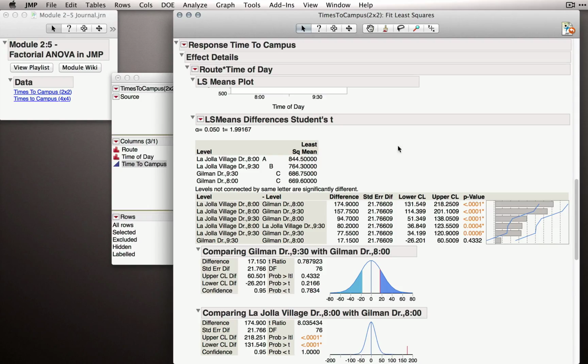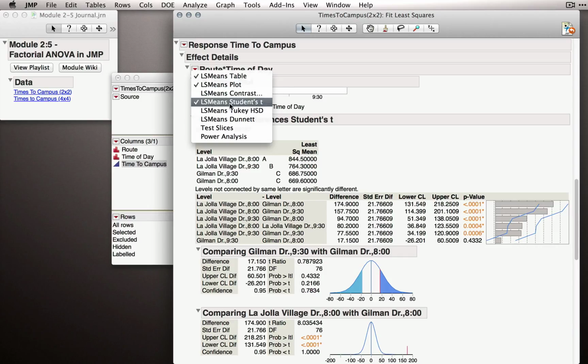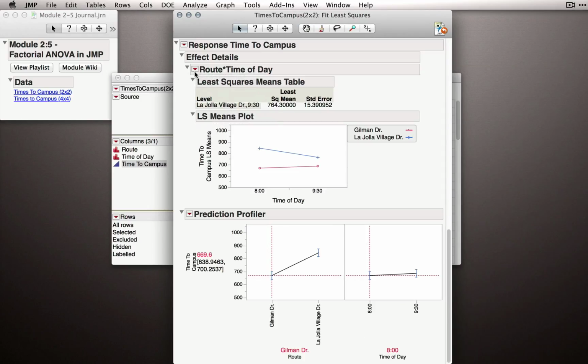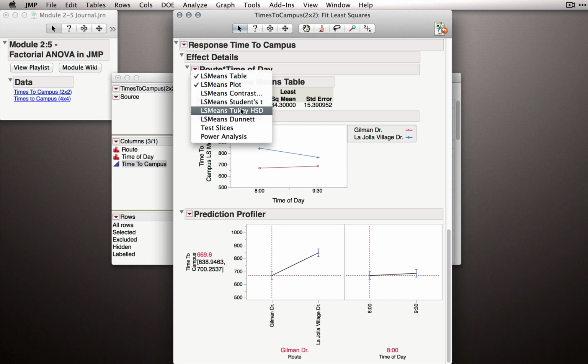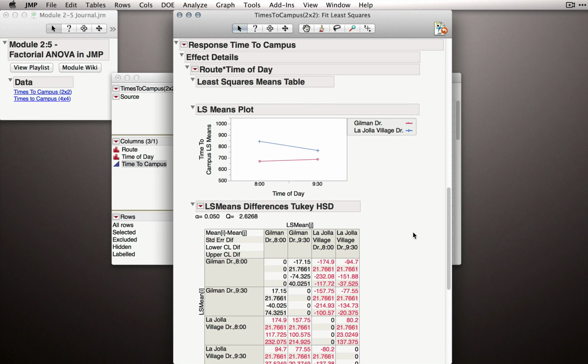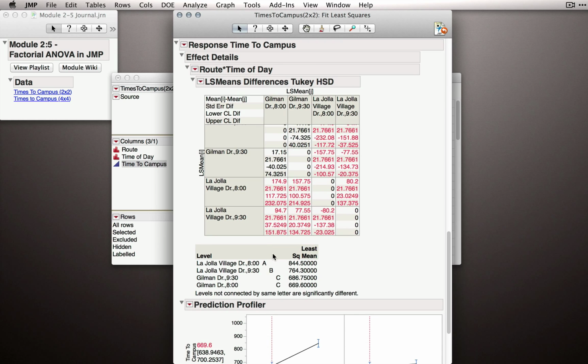However, let's try running the Tukey HSD instead of the Student's t-test. So let me go back to the route by time of day source, and I'll turn off the least squares means Student's t, and I'll go back and turn on the least squares means Tukey HSD. Notice again, we're given the crosstabs report and the connecting letters report. You may notice that our connecting letters report looks identical to what it did for the least squares Student's t. In fact, nothing has changed. Even with the Tukey HSD correction, correcting for all possible comparisons we could run, we still would come to the same conclusions about which means were different from which other means.